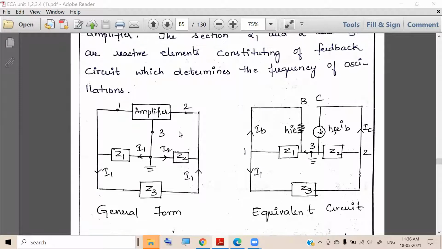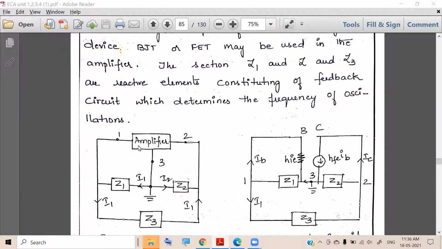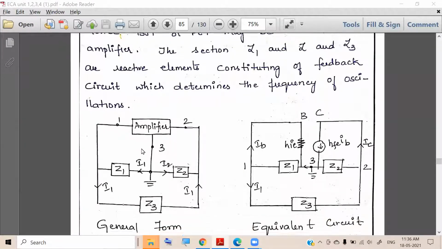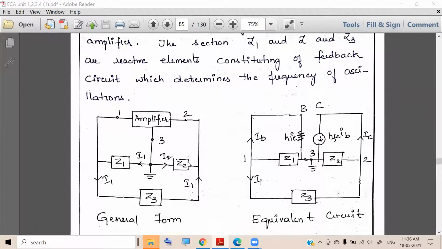We have an amplifier block. Then we have Z1, Z2, Z3, right? For the Hartley oscillator, what is Z1, Z2, Z3? Can anybody answer? Z1 and Z2 are? Inductors. Very good. Z3 is? Capacitor. Yes, that is the Hartley oscillator.